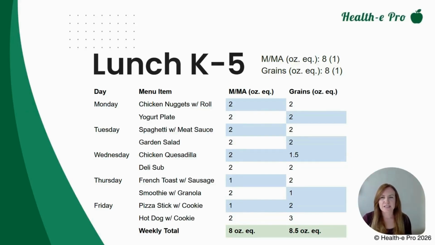Taking a closer look at each of these options, I decided to add another grain to my yogurt plate on Monday, an extra grain with my garden salad on Tuesday, and on Friday, I added a freshly baked whole grain cookie that I'm going to offer with both options as a fun treat. So now my weekly total for grains is 8.5, which meets the minimum.